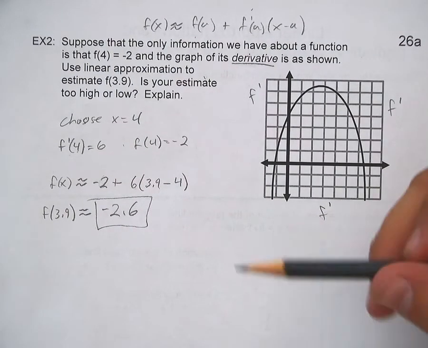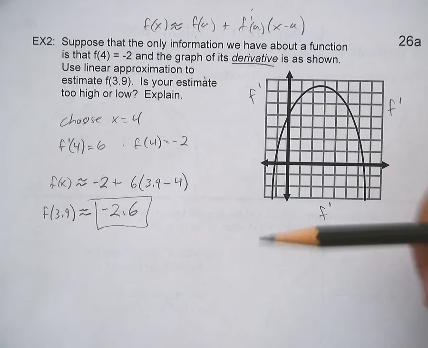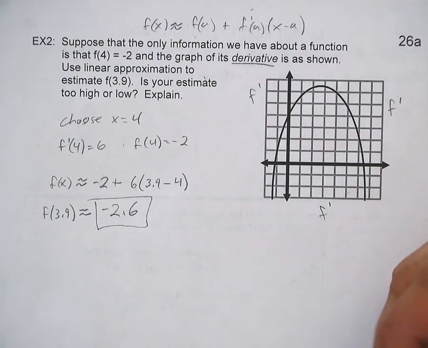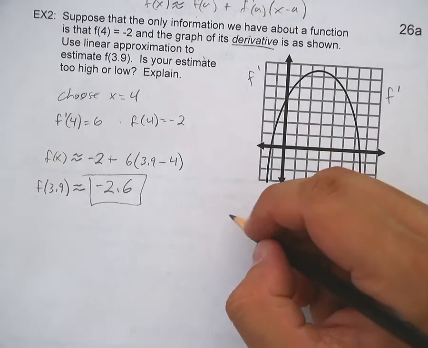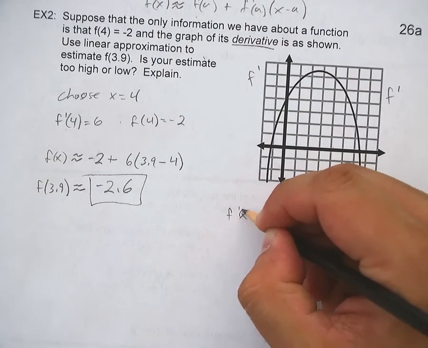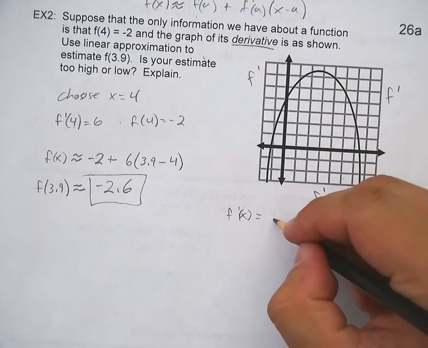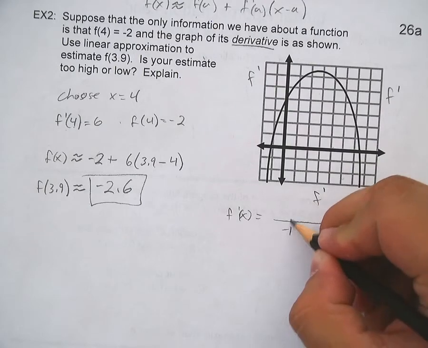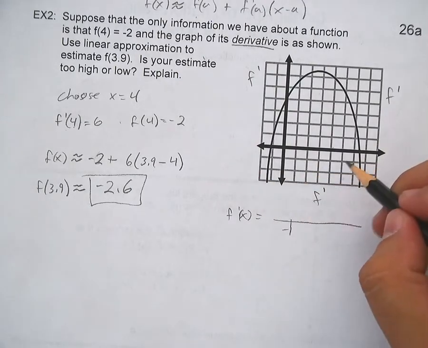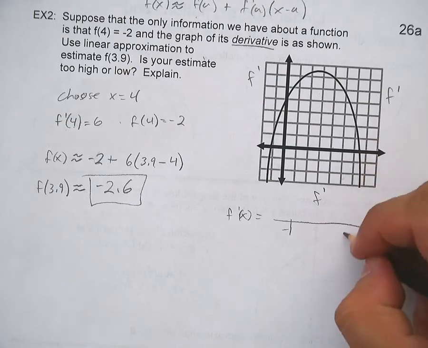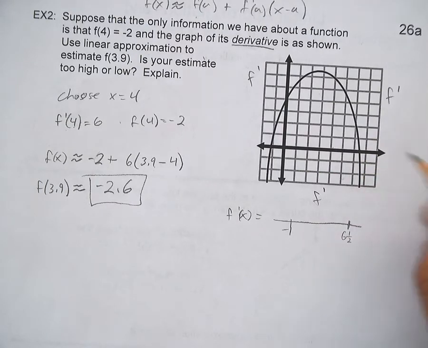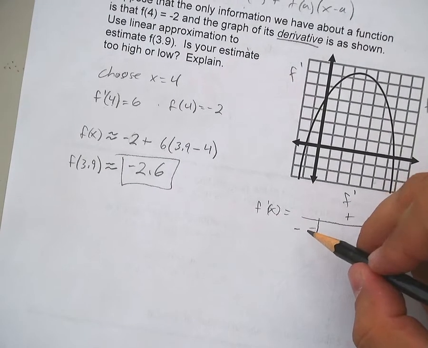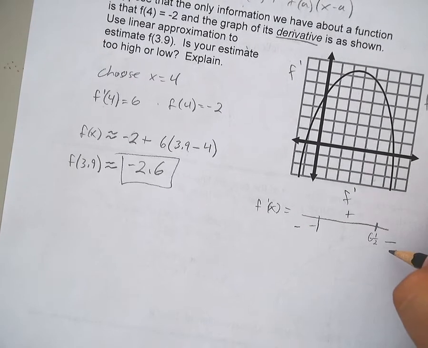Now let's explain something here. It says, is your estimate too high or too low? Will this be too high on the graph, or will negative 2.6 be too low of a value? Well, first, f prime of x, let's do a little sign analysis here. At negative 1 and at, what is that, like 6.5? So it's negative, positive, negative. So it's decreasing, increasing, decreasing, right?